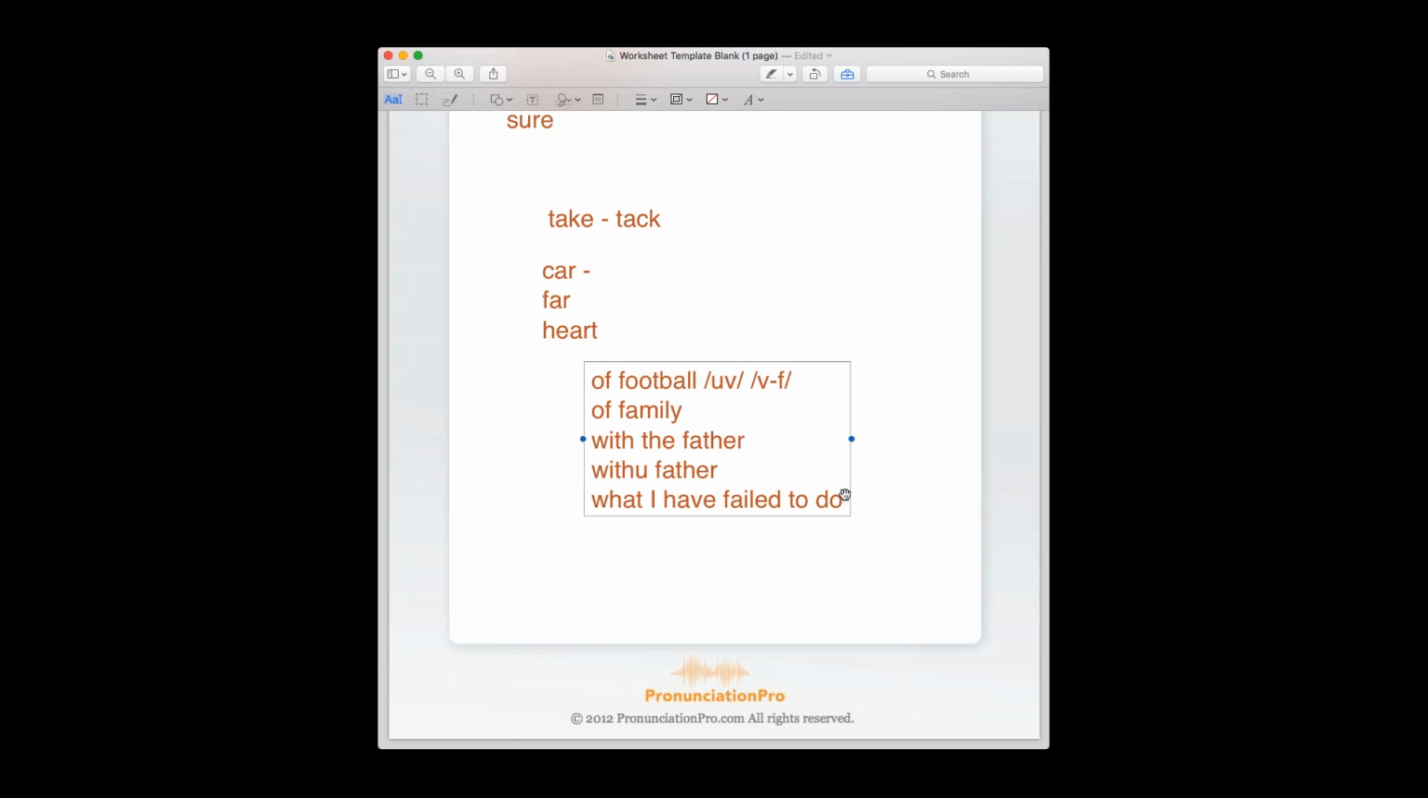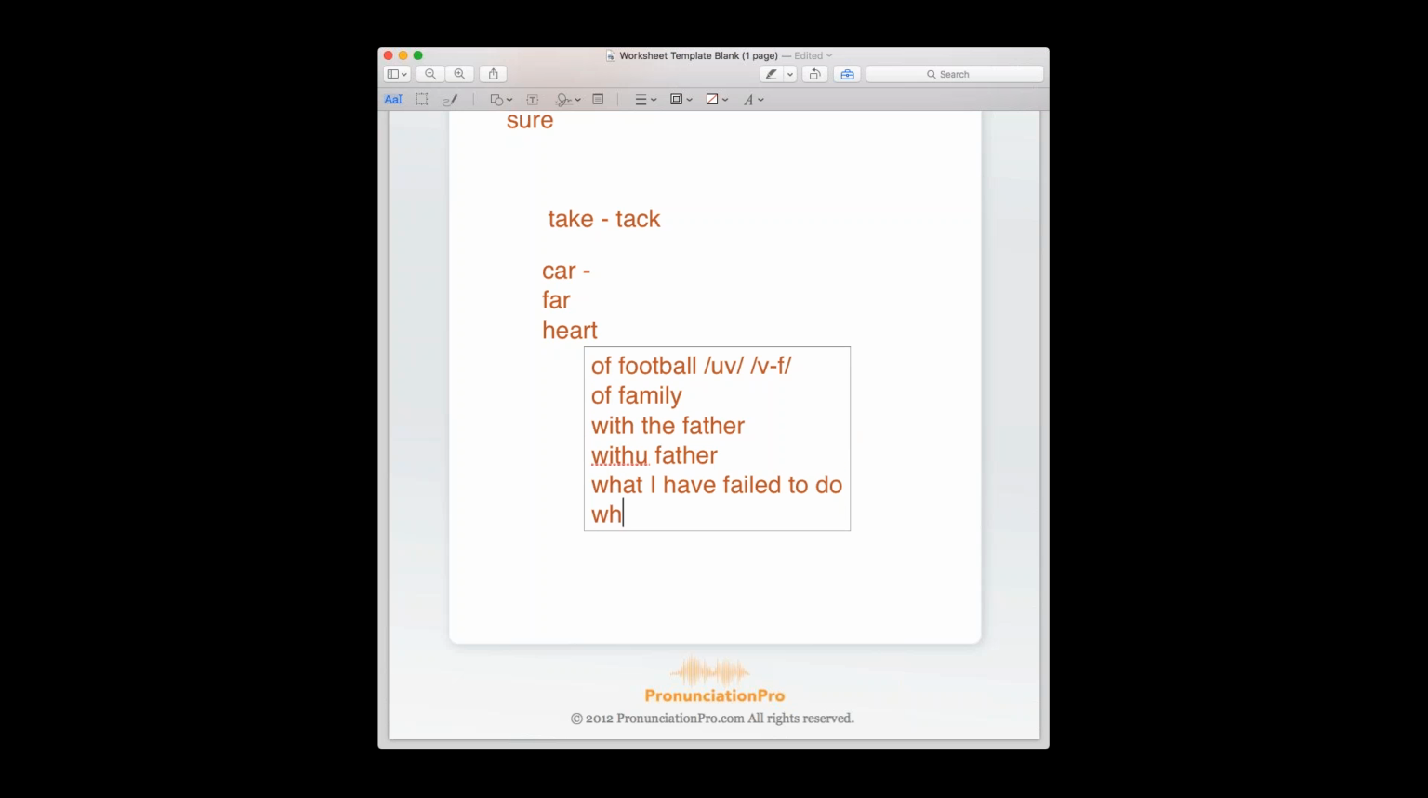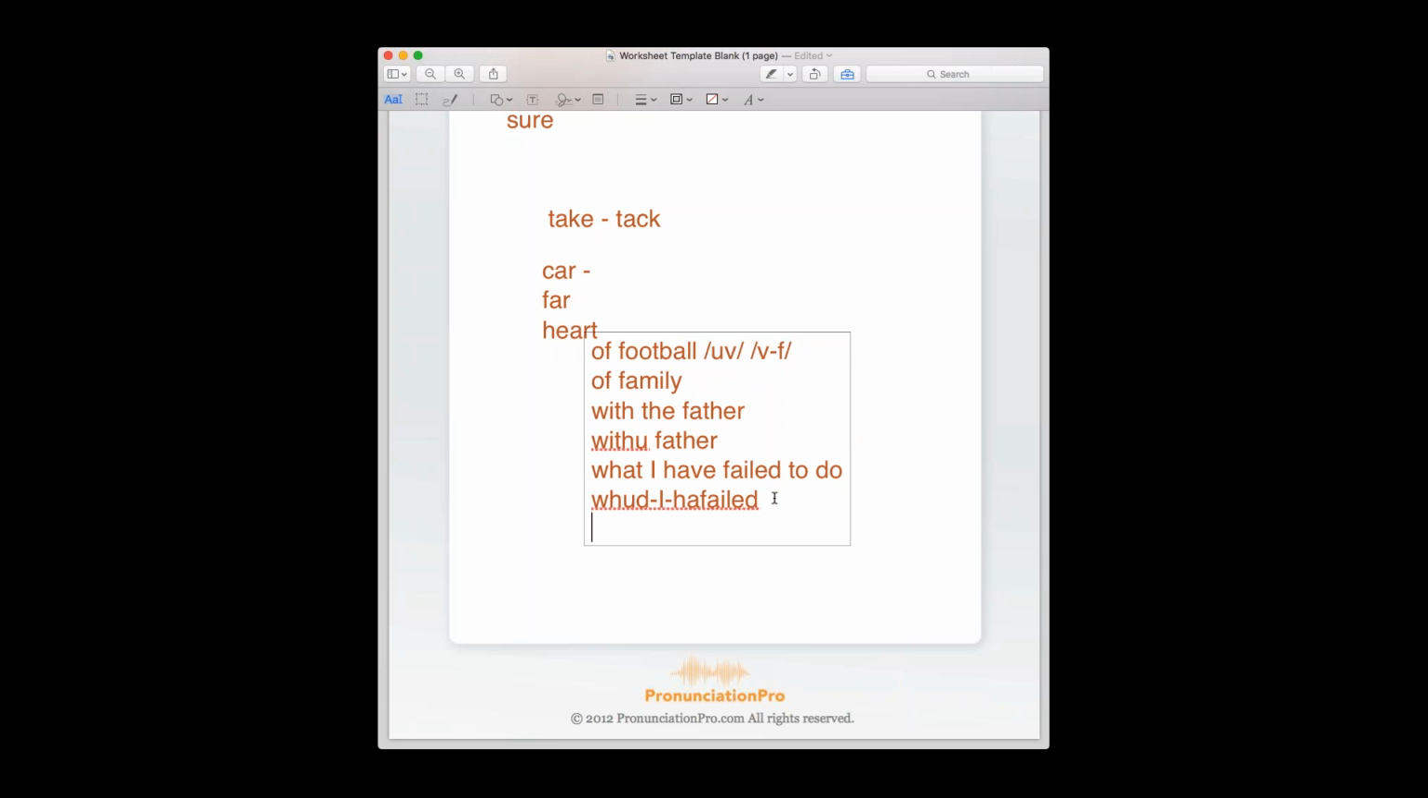What I have failed to do. Good. Do it again. What I have failed to do. Good. Much clearer. The T in failed to becomes a D because it's surrounded by vowels. What I've failed to do. And a lot of people, in connected speech, will do a contraction: what I've failed to do.